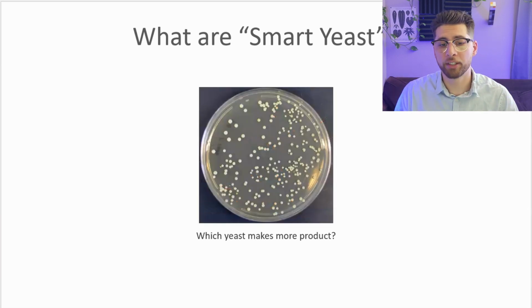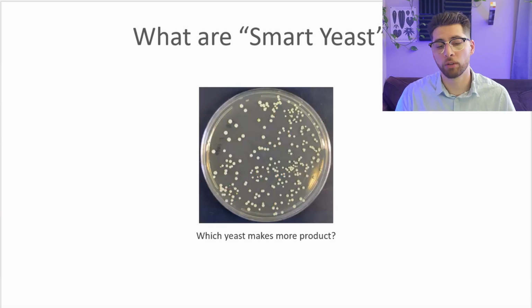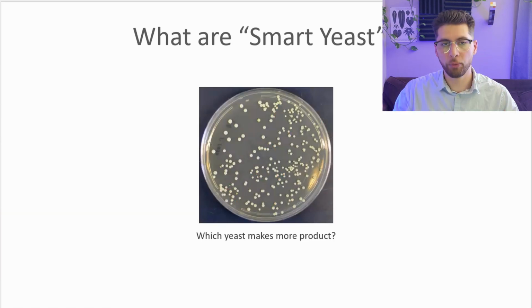But more often than not, we're producing some compound that isn't colorful. And so you can't just look at this petri dish and know which colony has a mutation that produces more of your product. And so what you end up having to do is pick a single colony, grow it up, and then send it through some very expensive analytical equipment on the order of hundreds of thousands of dollars, and then figure out how much product your yeast is making.